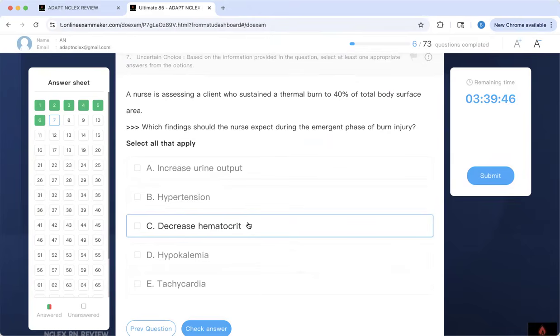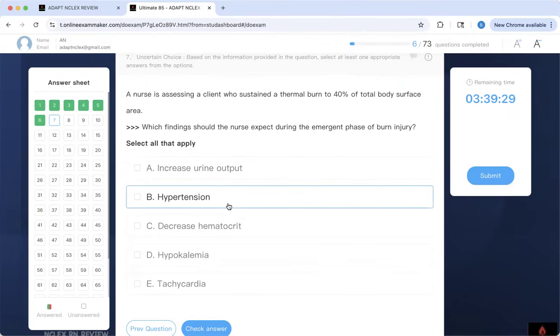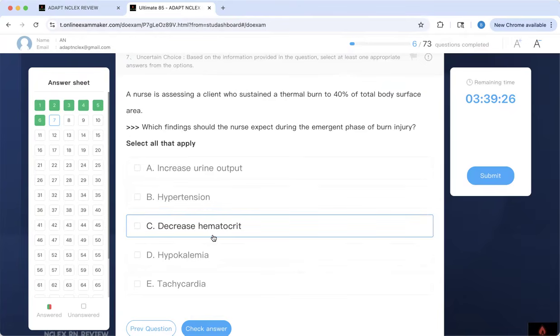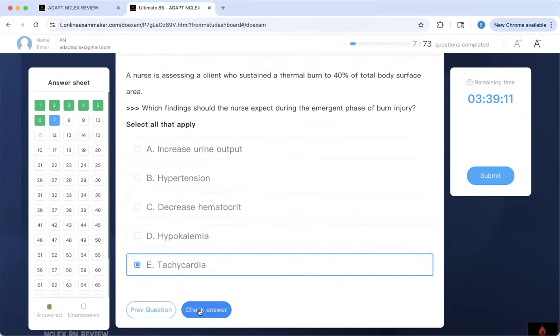Key concept. If I'm answering this question, I focus on the emergent phase. Emergent phase is resuscitation. If I'm resuscitating you, you are in shock. If you are in shock after a burn, what do I expect? Your urine output is going to go low, not high. Your blood pressure is going to go low, hypotension. If you're dehydrated, your hematocrit goes up. Your potassium goes high because your cells break down and release potassium. Because you're dehydrated, you have tachycardia. Select all that apply. Don't overselect. Like I said, this may be tough, but I believe in you. You can pass it.